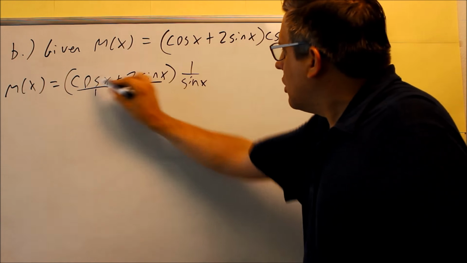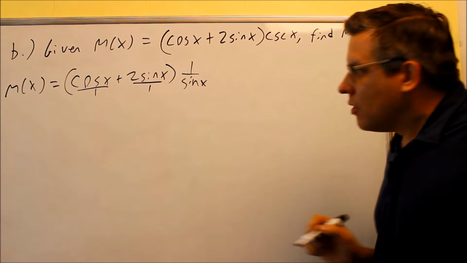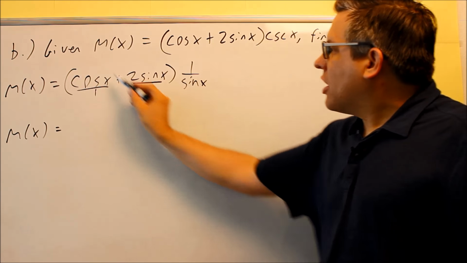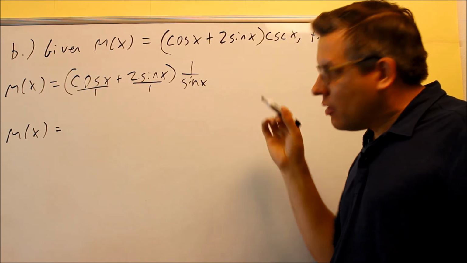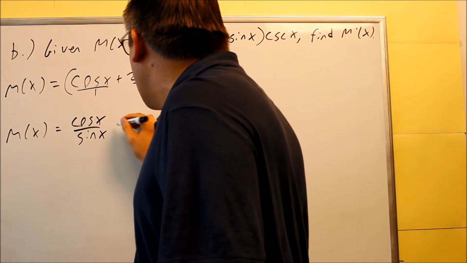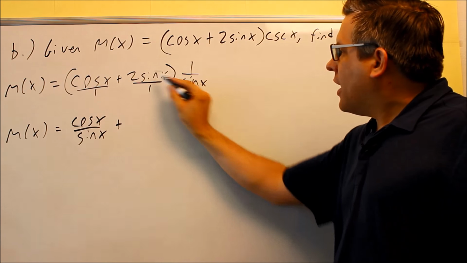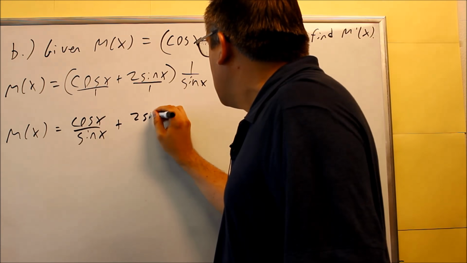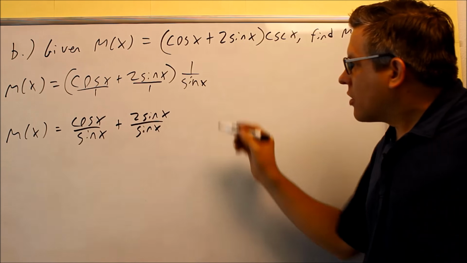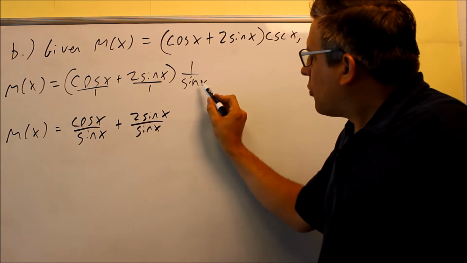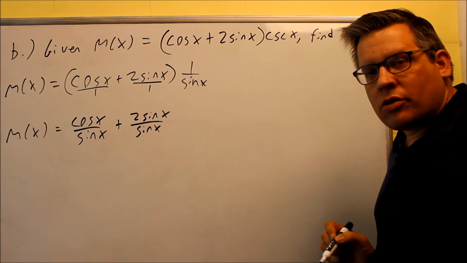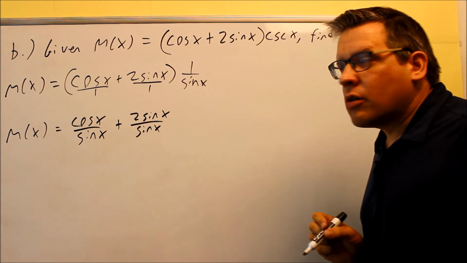And we're going to take this and multiply it into each thing. Here's what you'll get when you multiply it in. If I take cosine times 1 over sine, what I'll get is cosine x over sine x. And if I multiply these two together, I'll get 2 sine x over sine x. So again, I multiplied the first one by this one and I multiplied the other one inside the parentheses, so I did a distributing property there.